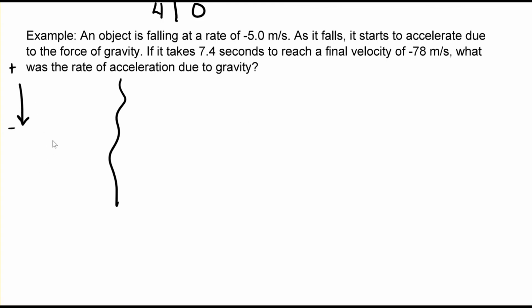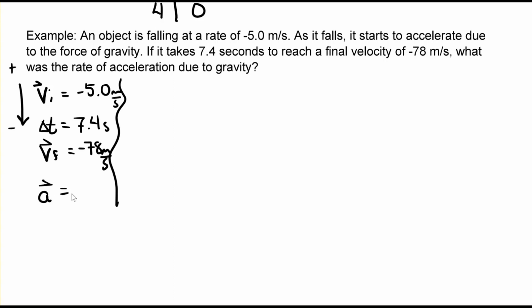Well, let's do this. Let's summarize our stuff. An object is falling at a rate of negative 5 meters per second. That sounds like an initial velocity to me. It starts to accelerate. If it takes 7.4 seconds to reach a final velocity of negative 78 meters per second, what is its rate of acceleration? Vf minus Vi over delta t.